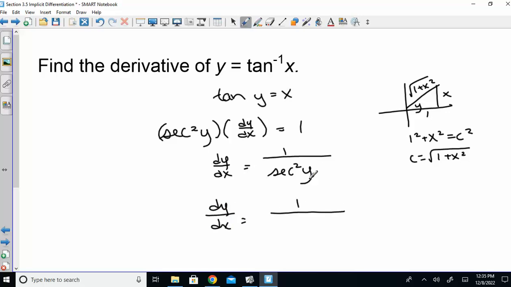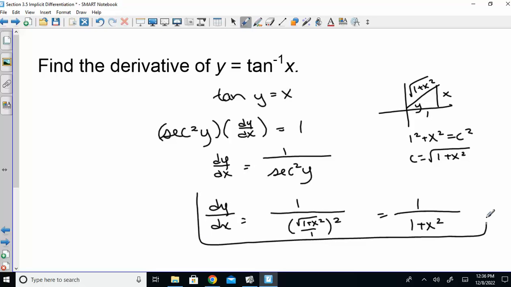What is secant? Radical 1 plus x squared over 1. Because it's a reciprocal of cosine, so it's hypotenuse over adjacent. But this is secant squared. So if you square that, it drops the radical, and you get 1 over 1 plus x squared. That's the final answer.